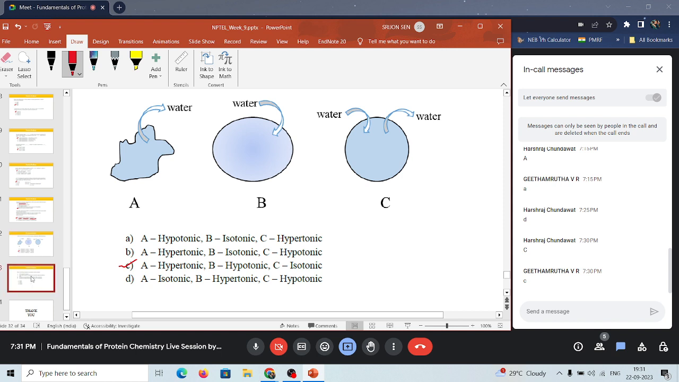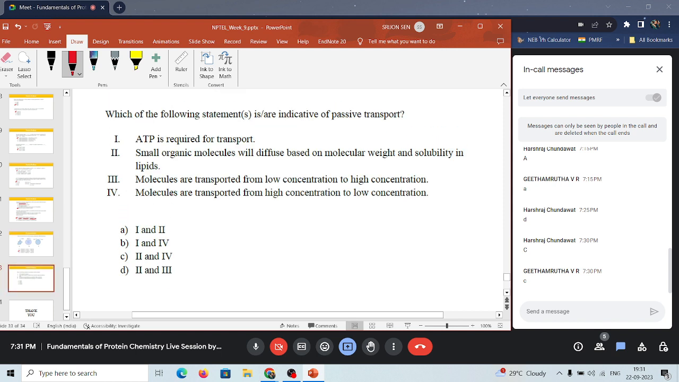Right, and the last question for today. Which of the following statement or statements is or are indicative of passive transport? ATP is required for transport. Small organic molecules will diffuse based on molecular weight and solubility in lipids. Molecules are transported from low concentration to high concentration, and molecules are transported from high concentration to low concentration. So which options are correct?